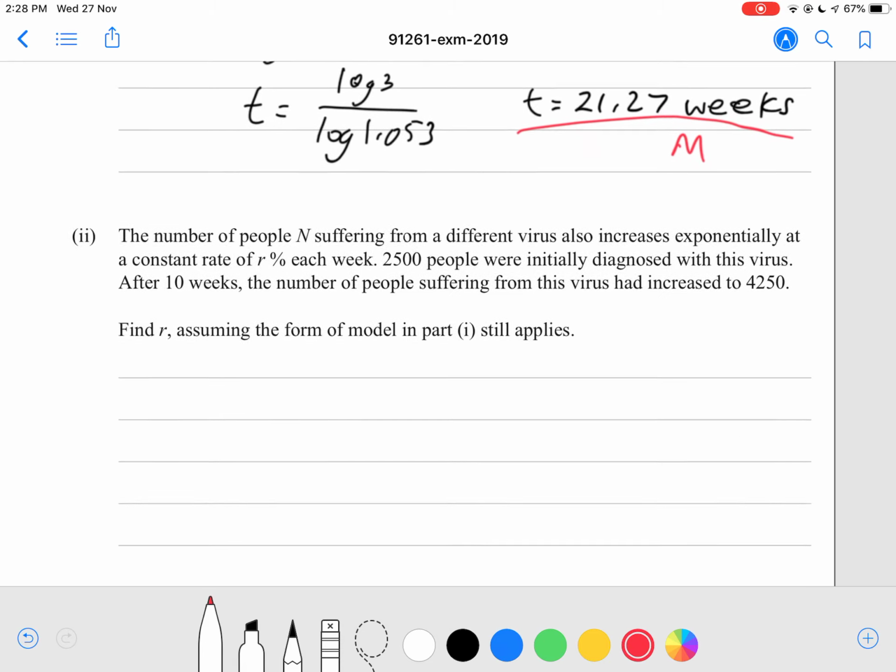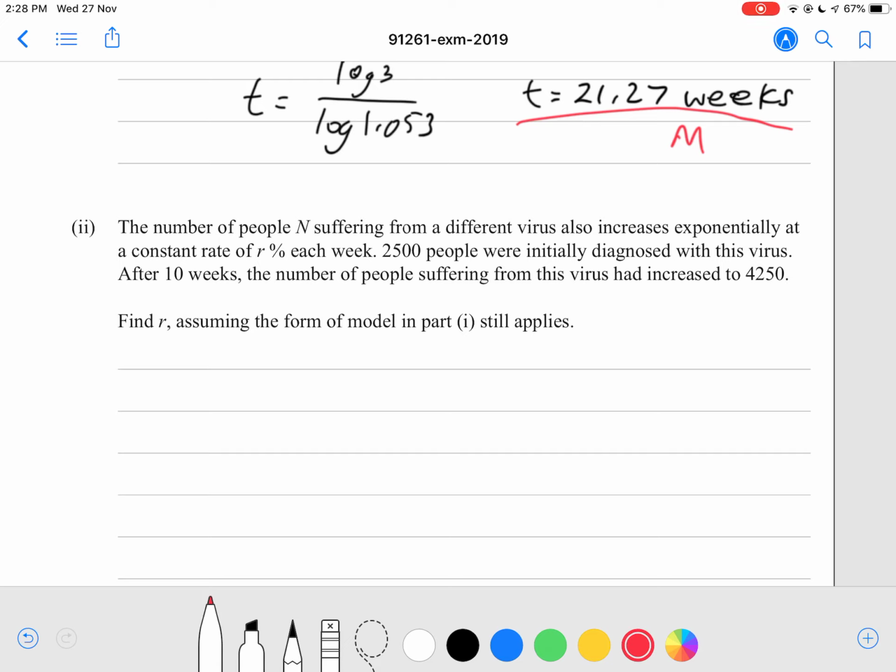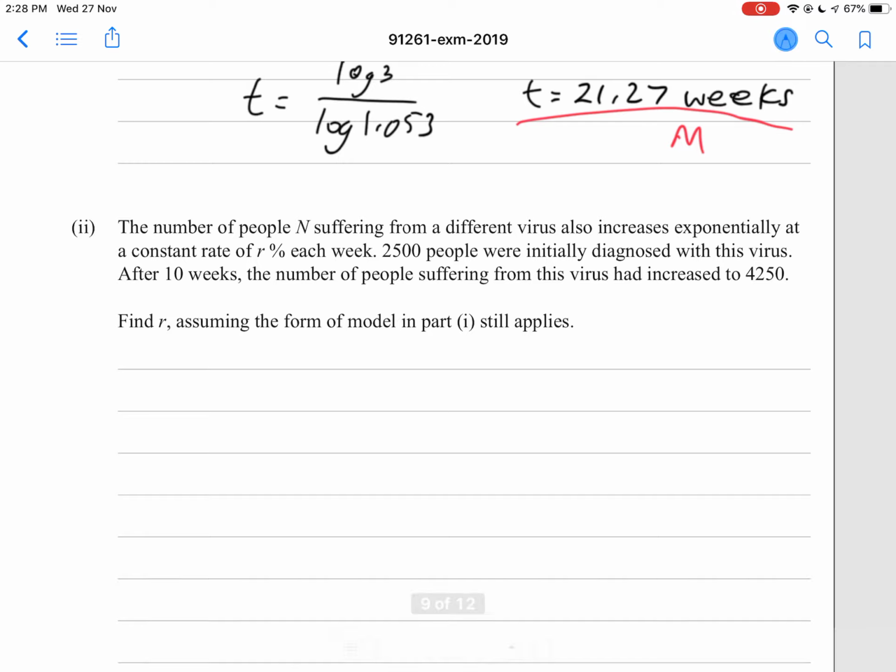Right, the number of people N suffering from a different virus also increases exponentially at a constant rate of R% each week. 2,500 people were initially diagnosed with the virus, and after 10 weeks, the number of people suffering from this virus had increased to 4,250. Find R, assuming the form of the model in part I still applies.